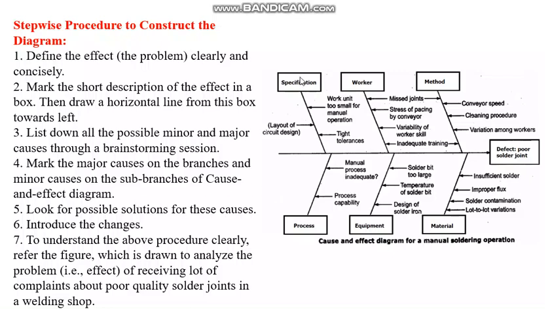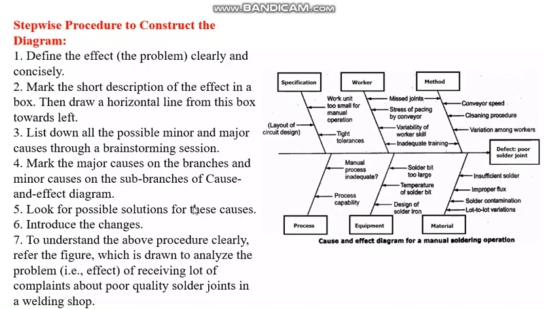And then mark the major causes on the branches and minor causes on the sub-branches of the cause and effect diagram. You see, specification is a major problem, worker is a major problem, method is a major problem, material is a major problem, equipment is a major problem, process is a main problem. So this is the branch. Major causes we have marked on the branches, and minor causes like these things can be marked on the sub-branches.